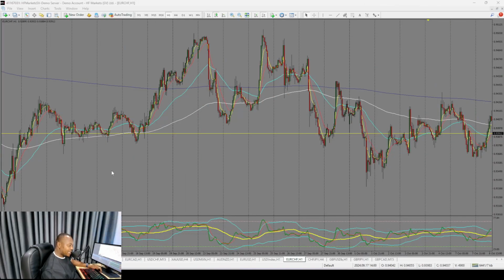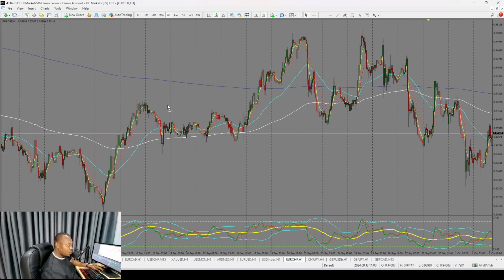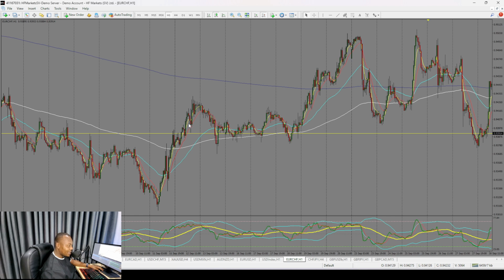Alright, so what we are going to be looking for is an overshoot of price to what we call the best line. In the market maker method, the best line is the 200 EMA. For those who are not well versed with the EMAs on my charts, I have this one in dark blue, which is the 800 EMA. The one in white is the 200 EMA. The red one is the 13. The yellow one is the 5. And at the bottom is the Traders Dynamic Index.